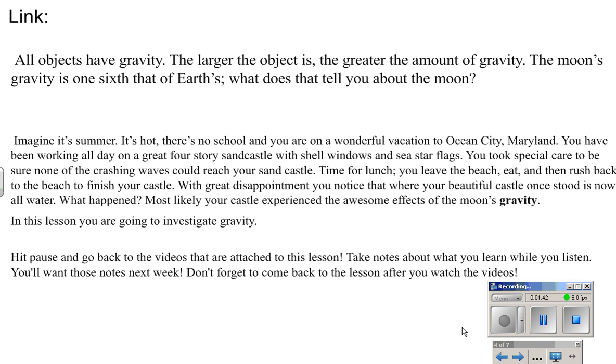Link. All objects have gravity. The larger the object is, the greater amount of gravity. The moon's gravity is 1/6 that of Earth's. What does that tell you about the moon? Hit pause and write down some of your ideas in your science notebook.